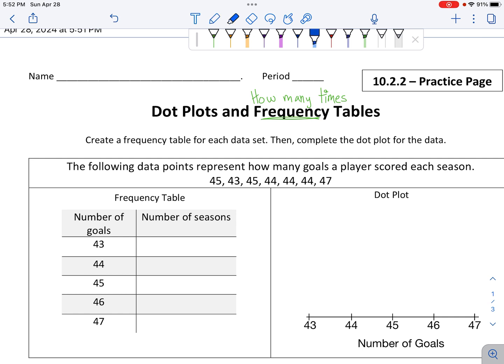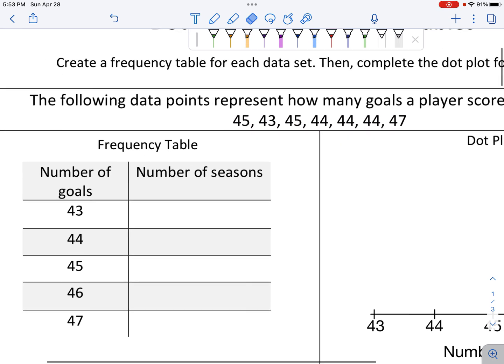The very first problem says the following data points represent how many goals a player scored each season. Down below, it's 45 goals in one season, 43 the next year, 45 the year after that, then 44, then 44, then 44, and in the last year, 47. We are going to count how many times each number appears.